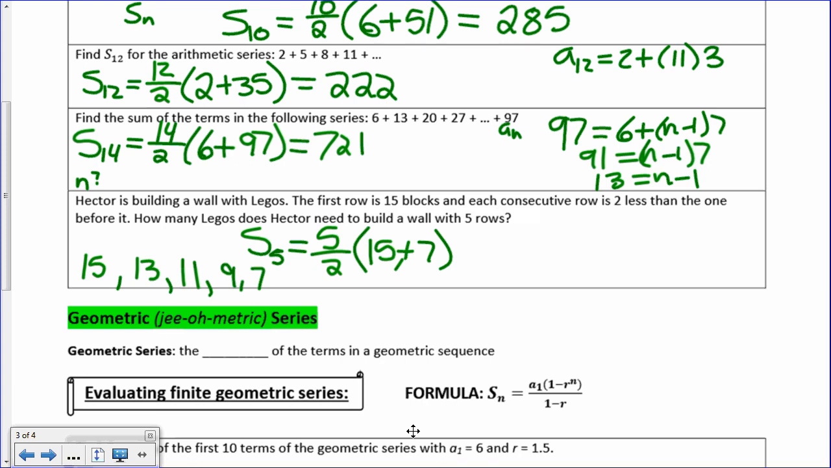And then you just have to add. You can either add them separately like this or use the formula, depending on what n is. So that'd be 55. So you need 55.